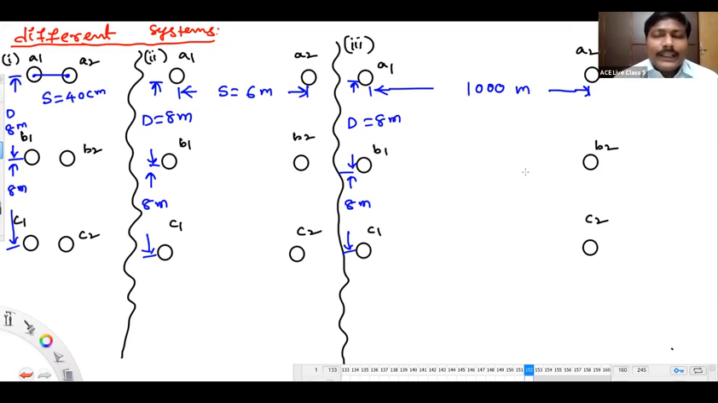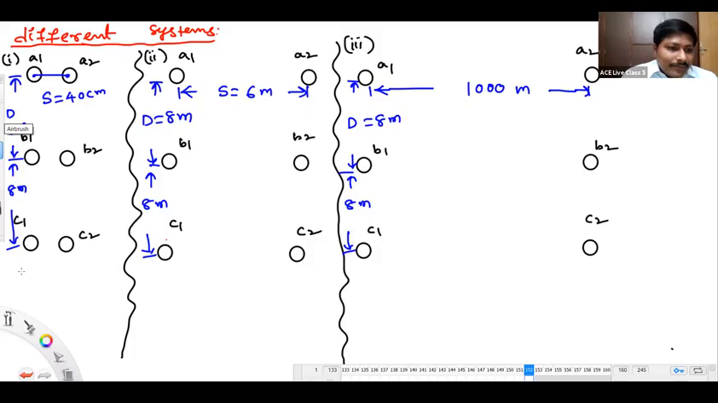Very simple thing. Just answer what I am asking you. System 1, you consider now. This is highly observable from what you have studied till now. S value is 40 centimeters. I am saying D is 8 meters. S value is negligibly small compared to D, meaning the circuit 1 to circuit 2 distance is negligibly small.